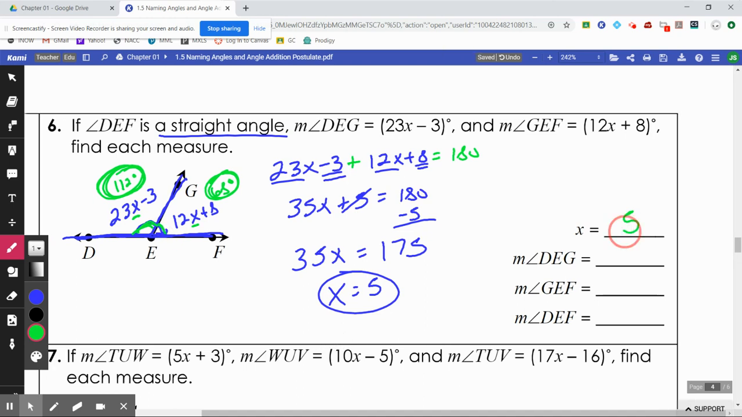So x was 5. DEG was 112. GEF was 68. DEF, that was your straight line, was 180 degrees.